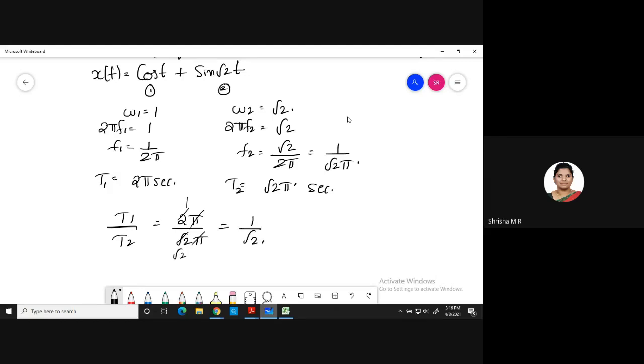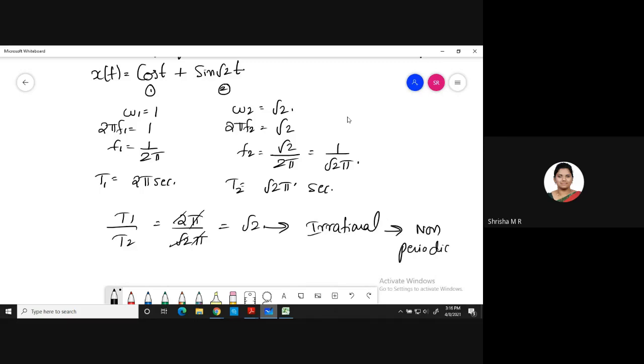It's just root 2. Yeah, you get root 2. So is it a rational or irrational number? It is irrational. Okay, so it is a non-periodic signal.